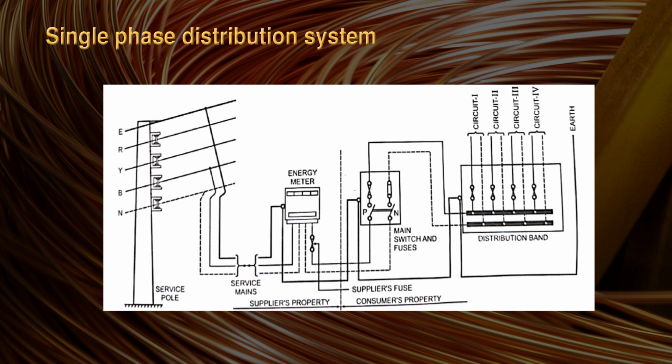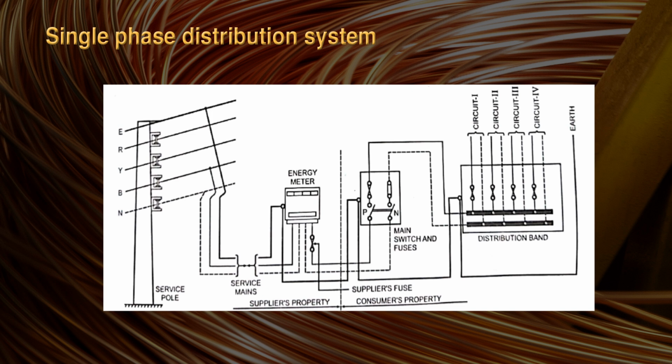So here you can notice that at the supplier's property there are service poles, and the service mains and energy meter are there. You can see there is a 3-phase connection, RYB, and the top wire is basically the earthing wire, and the last wire, the lower wire, is basically the neutral wire.